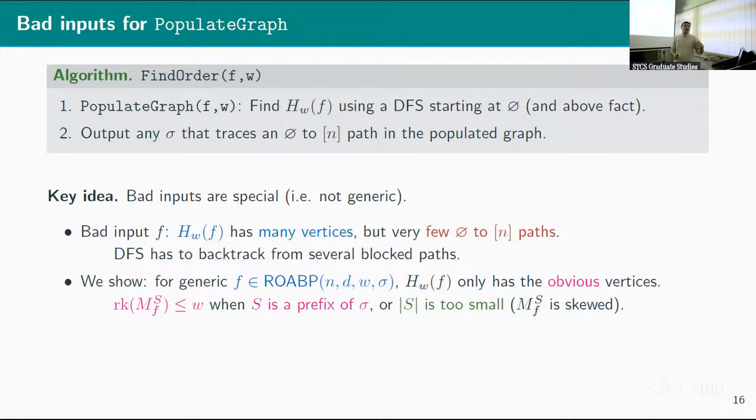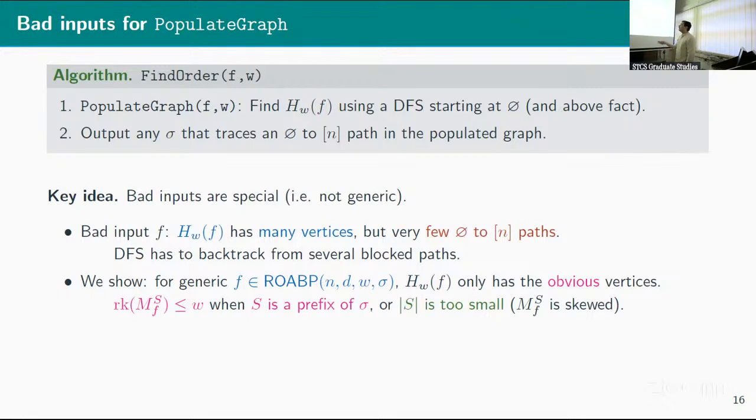If W is slightly larger, let's say D is a constant, you're looking at multilinear polynomials or something. Then basically there are cases when this matrix has small rank just because it has very few rows or very few columns. So those also show up. So the only obvious vertices are there. Obvious is in two ways. One is either because it is a prefix or a suffix of sigma, or because it is so small that the MSF is very skewed, which is why it has small rank.